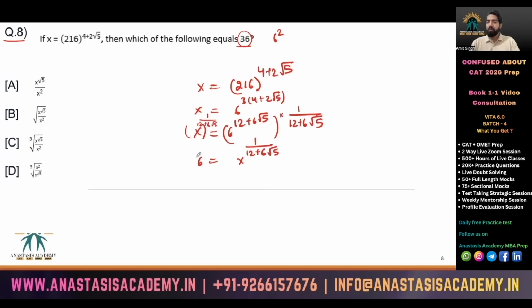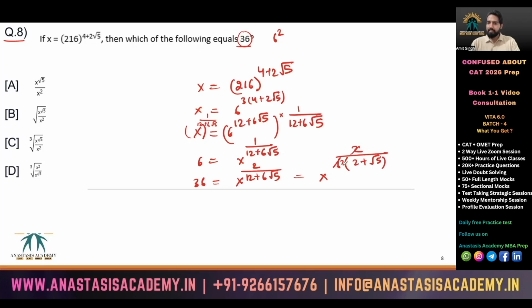And now because you need the value of 36, you need to square it. If I square it, I get 36 as x raised to the power 2 upon 12 plus 6 root 5. Now 2 can cancel out these values. I can take 6 common. So I'm left with x raised to the power 2 upon, if I take 6 common, it is no longer 12. I'm left with 2 and root 5, right?